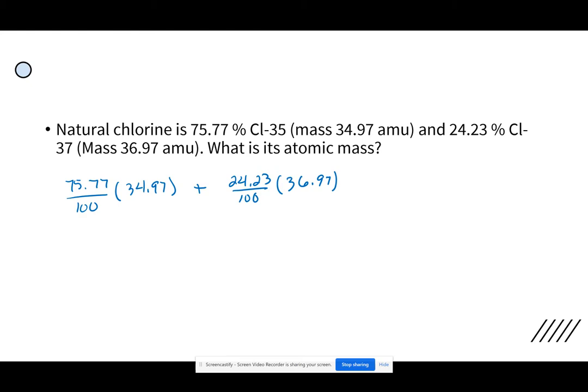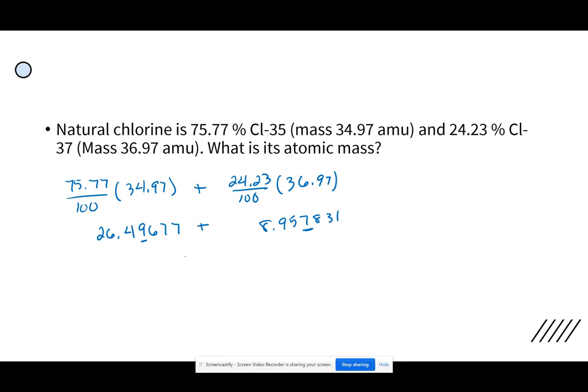So what I get for my first isotope is 26.49677. I'm going to underline that 9 to indicate that that would be my last significant figure, because in my percent and in my mass, I was given 4 significant figures. My second isotope, when I do that, I'm going to get 8.957831. And again, I'm going to underline my fourth significant figure to indicate that that is where the rounding would take place. But don't round yet, because if you round too early, it's going to throw your entire answer off.